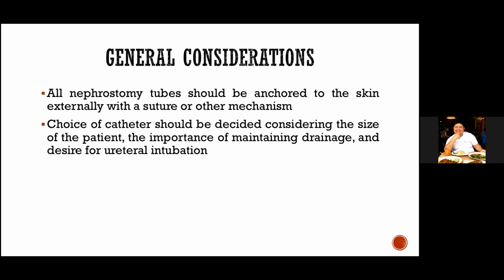All nephrostomy tubes should be anchored to the skin externally with a suture or other mechanism to help prevent dislodgement. But internal dislodgement is a risk in all patients, especially when they are moving, since the kidneys and the skin are more widely apart. Choice of catheter should be decided considering the size of the patient, the importance of maintaining drainage, and the desire for ureteral intubation.